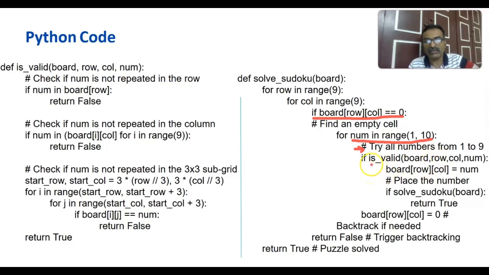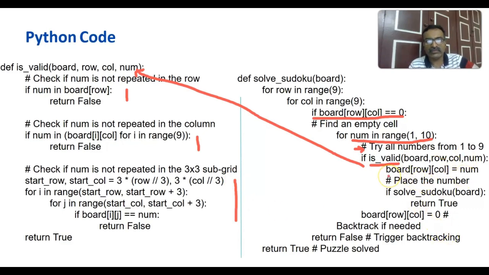Then when we give a number, we will call this function isValid. So isValid is this function. The control will be passed on to the function and it will check whether this number can be kept there based on the Sudoku rules. We have put the Sudoku rules here, checking that the number is not repeated in the row, not repeated in the column, and not repeated in the 3 by 3 subgrid.